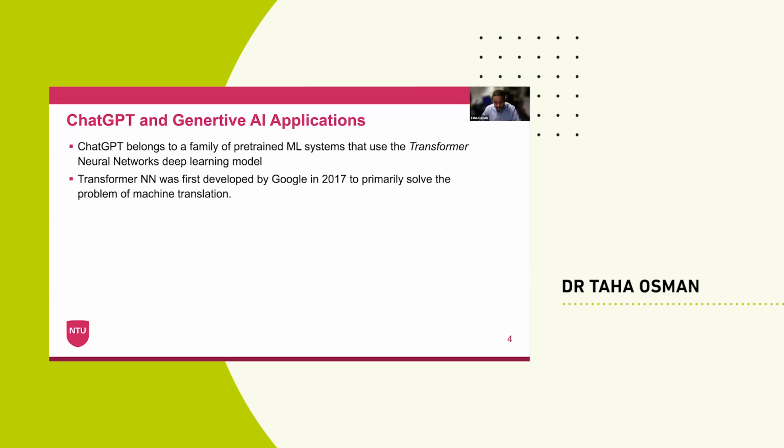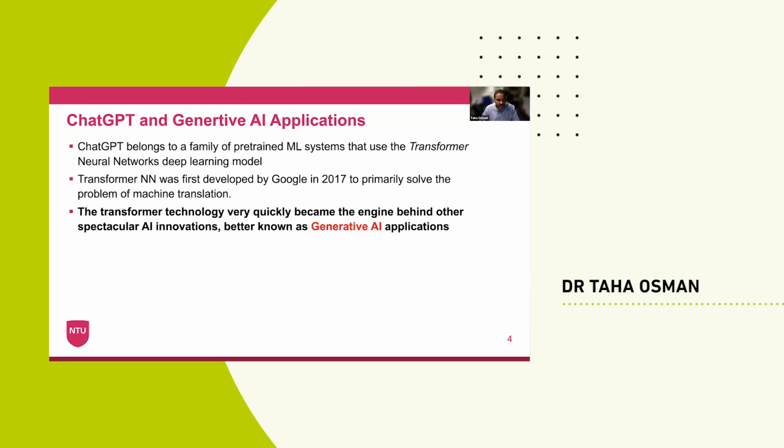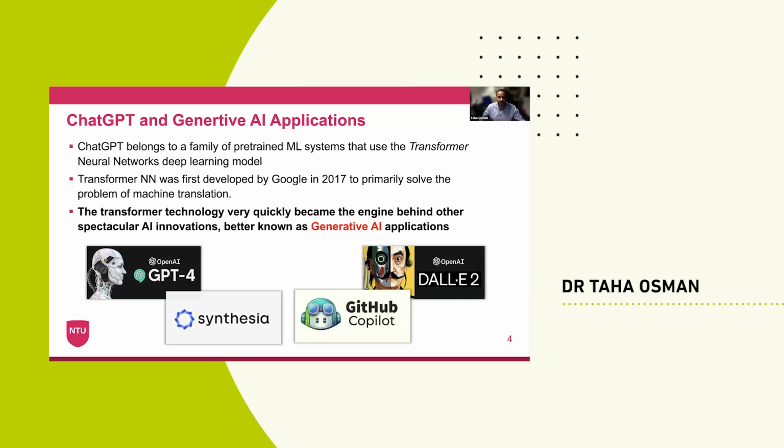in order to arrive at an accurate translation. And then very quickly, generative AI moved into other aspects of our lives, and it became the engine behind spectacular AI innovations that are better known as generative AI applications. And this extended from generating code to generating video and works of art, and also conversational agent type generative AI applications such as ChatGPT.